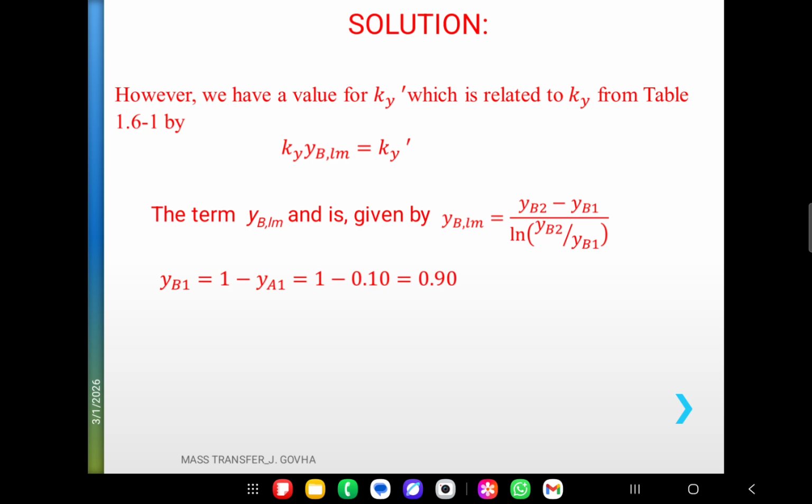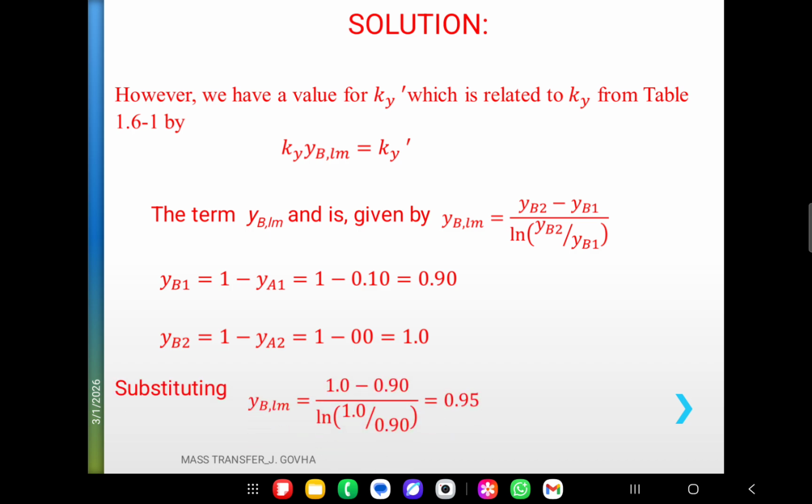So how do we calculate our YB1? YB1 becomes 1 minus YA1, where YA1 is what we've calculated before. Then we calculate YB2 again. It's the same, where our YA2 is 0. So when we substitute the values of YB1 and YB2 into the log mean YB, we obtain 0.5.